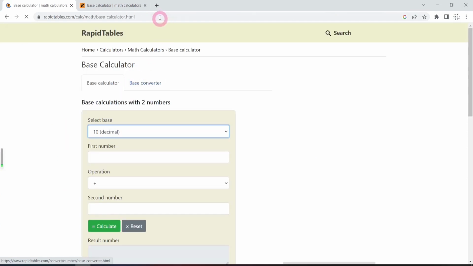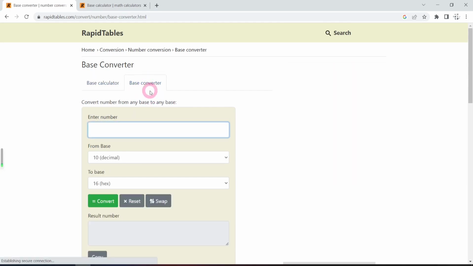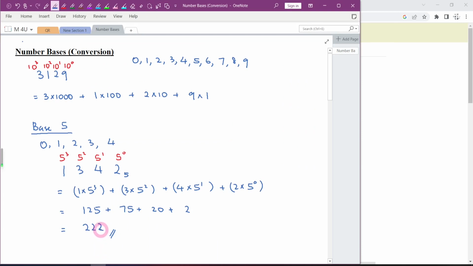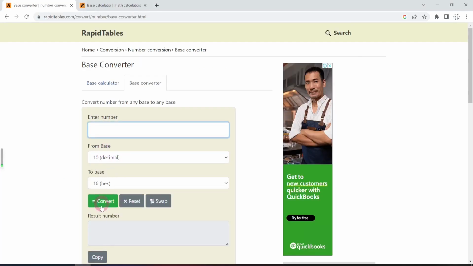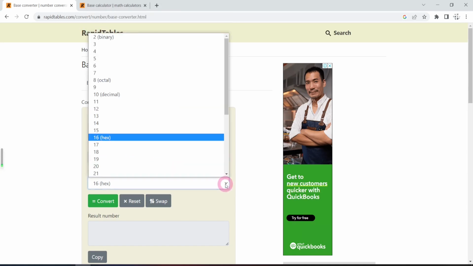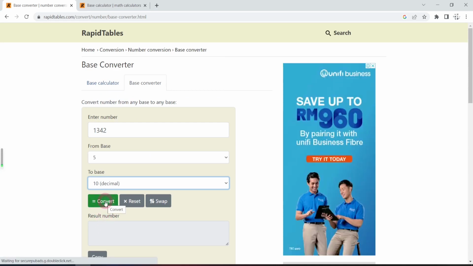Click on this. So now we are doing base conversion, right? You need to click on this one first. Just now we converted 1342 in base 5 to base 10, and we got the answer 222. Let's try 1342. This number is in base 5. Therefore, I need to key this in and change from base 5 to base 10. If this gives us 222, it means that our answer is correct.